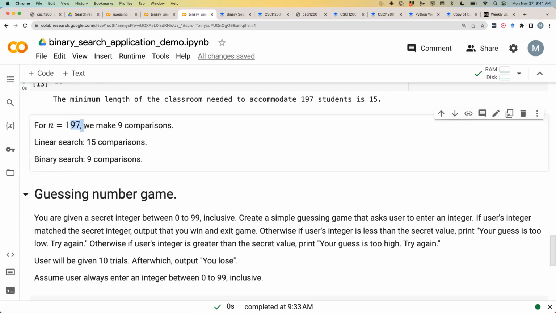And of course, you should play around with these numbers here. With different numbers, you can see the distinction to be higher. Now that's all for binary search for today.